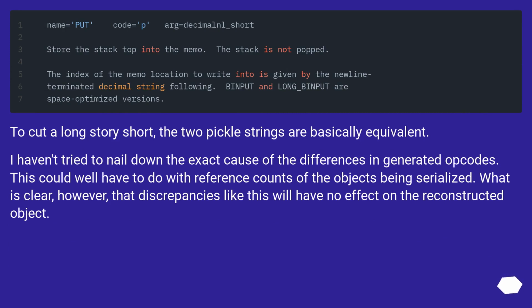I haven't tried to nail down the exact cause of the differences in generated opcodes. This could well have to do with reference counts of the objects being serialized. What is clear, however, is that discrepancies like this will have no effect on the reconstructed object.